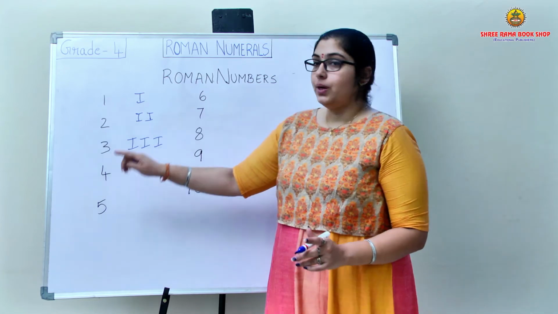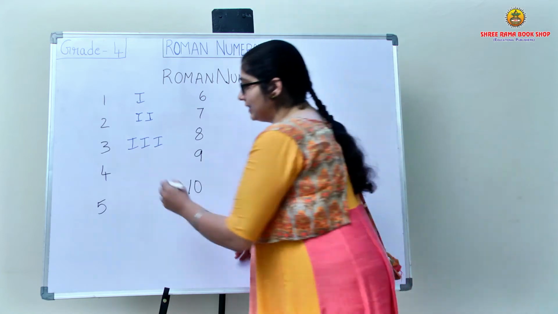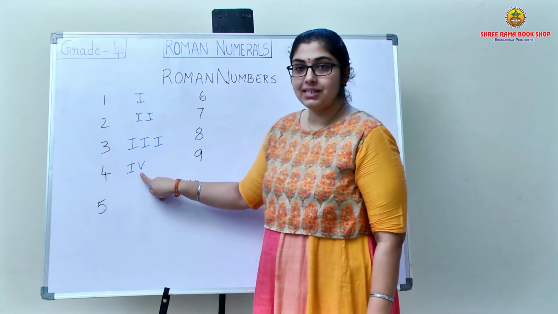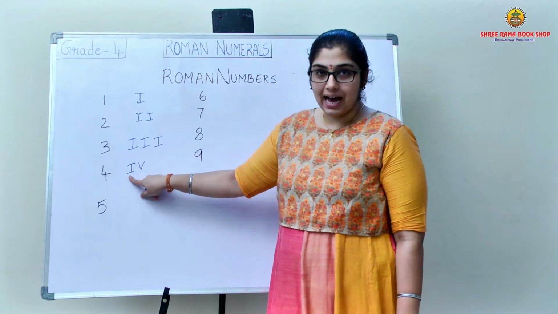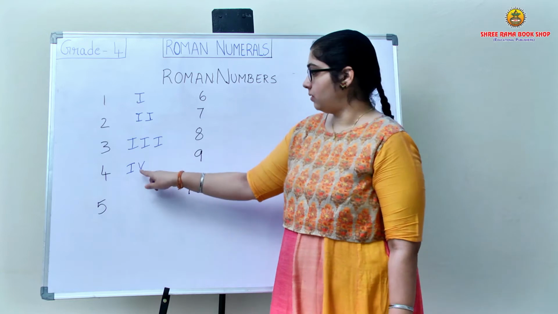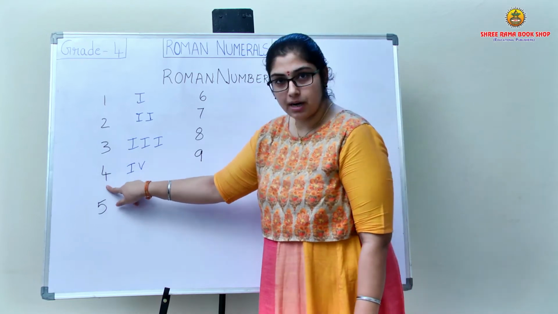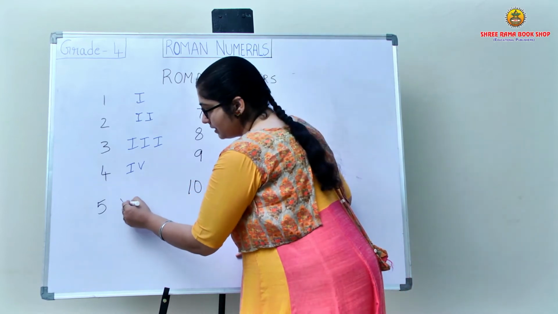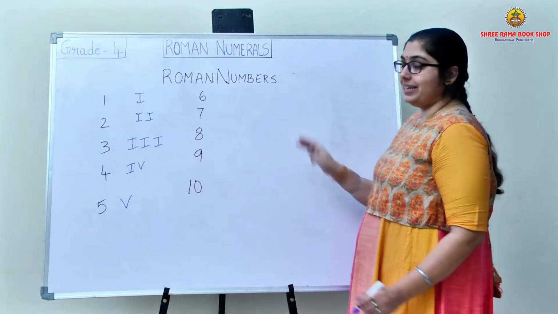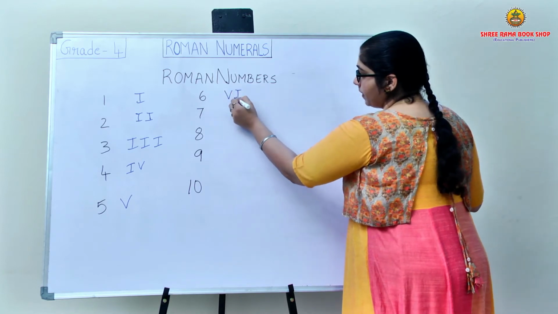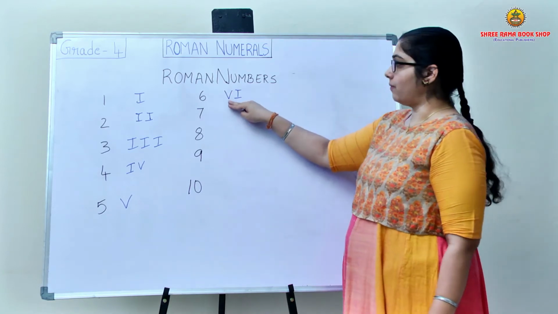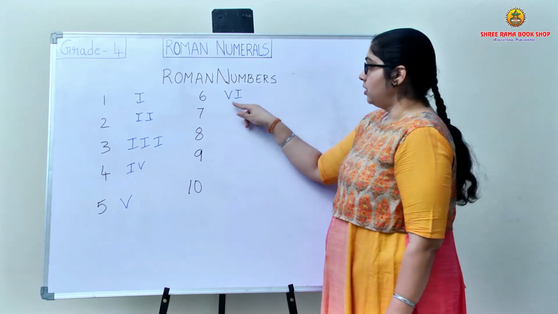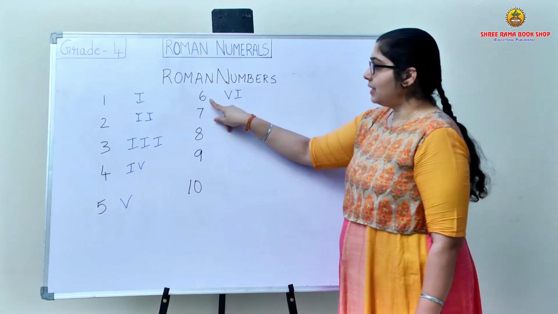So I need to write the symbol for 4 as IV, because we have learned here that the greater symbol is V and the smaller symbol is I. So I need to subtract, right? 5 minus 1, which is nothing but 4. So the symbol is IV. So for 5 we know that it is V, and for 6 it is VI, because I need to add to the value 5, V. I need to add because it is after the greater symbol. So V plus I is nothing but 6.